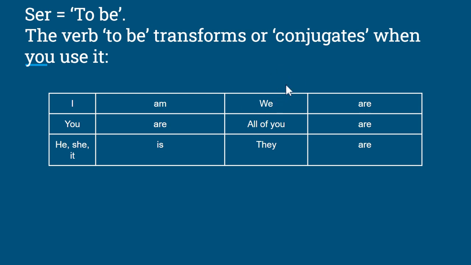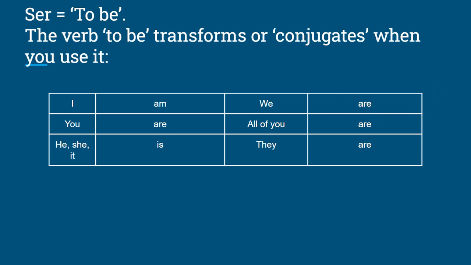And what you might notice is if you're talking about multiple people, yourself in a group, we, you don't say we am, you say we are. If you're talking to a group of people, or if you're just talking to one person, it's the same. You are, all of you are, you guys are. Or if you're talking about a group of people, the third person plural, they, you don't say they is, you have to say they are.